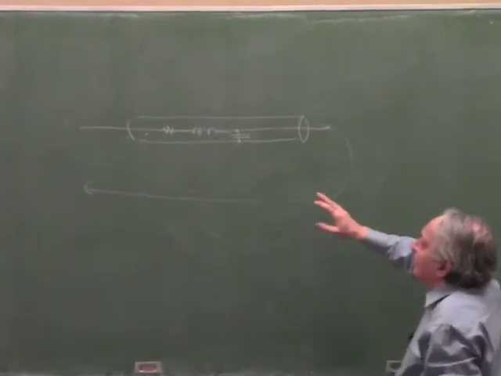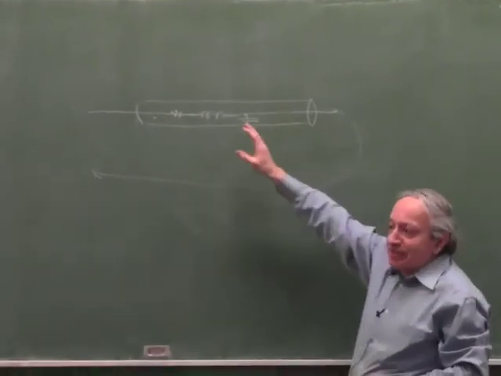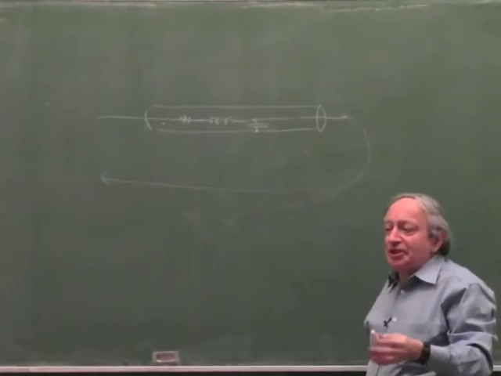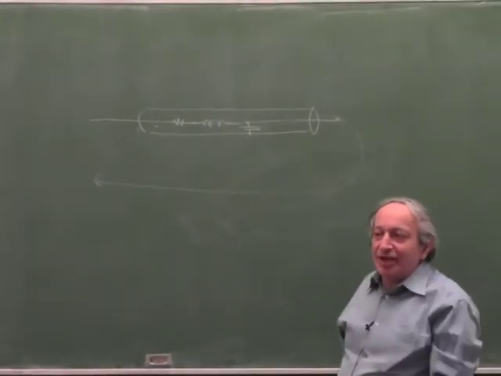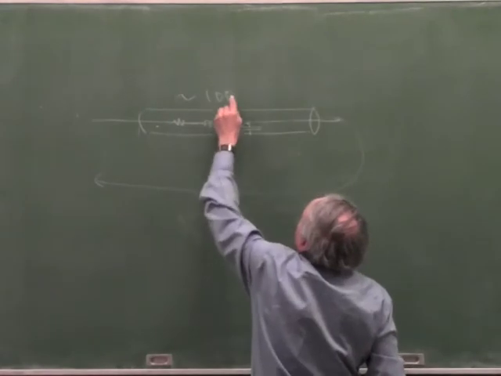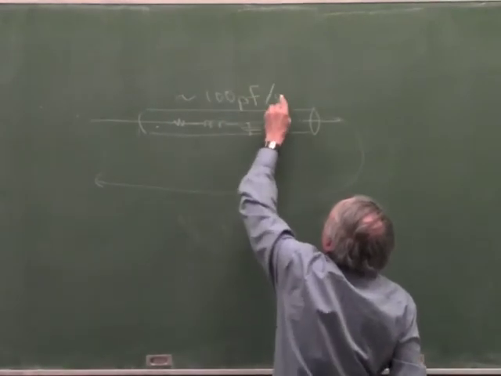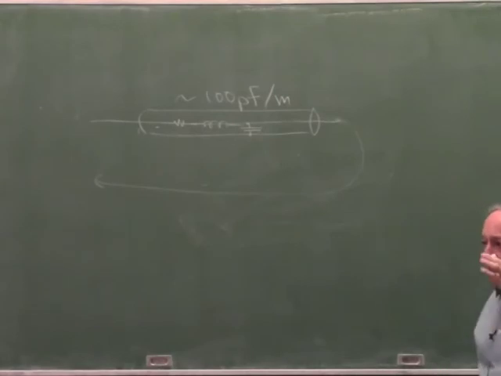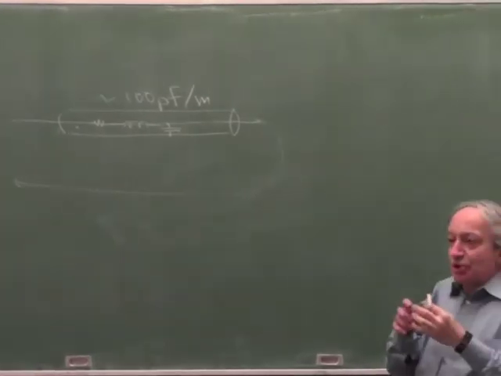Even if we ignore the inductance, there's also a bit of resistance, but even if we ignore all that, we can say this wire is basically a capacitor. Typical shielded wires or typical coaxial cables have a capacitance on the order of 100 picofarad per meter. That's a good number to remember. That just comes from the geometry.